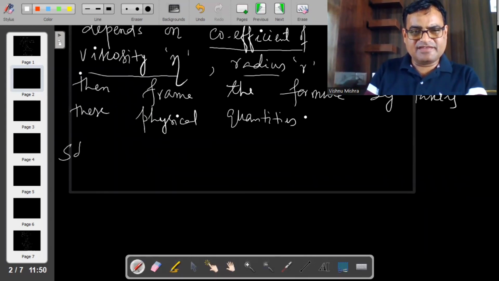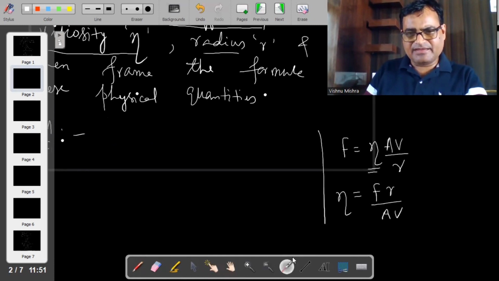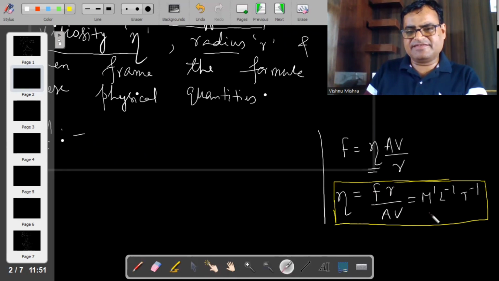So let's discuss the coefficient of viscosity. Coefficient of viscosity can be calculated by using the equation F equal to eta A v by r. Already I have given this formula. Clear? Eta is known as coefficient of viscosity. So eta can be calculated by taking F r by A v. So if we put in the formula the dimensions of F, r, A and v, where A is the area and v is the velocity, and put in all the dimensions, we are going to get M1 L minus 1 T minus 1. Therefore, the dimension of eta is M1 L minus 1 T minus 1.